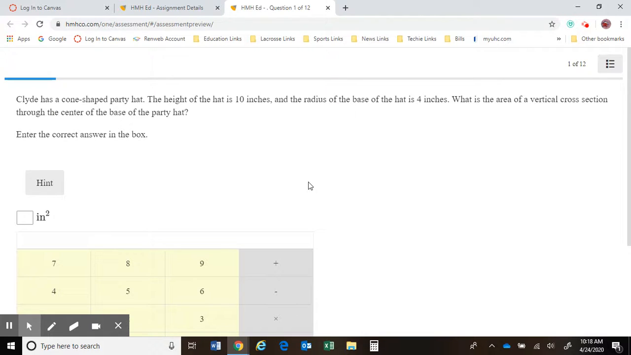Okay? All right, Clyde has a cone-shaped party hat. The height of the hat is 10 inches and the radius of the base of the hat is 4 inches. What is the area of a vertical cross section through the center of the base of the party hat? Okay, so he's got this party hat. Kind of looks something like this, right? And draws it right through the center.